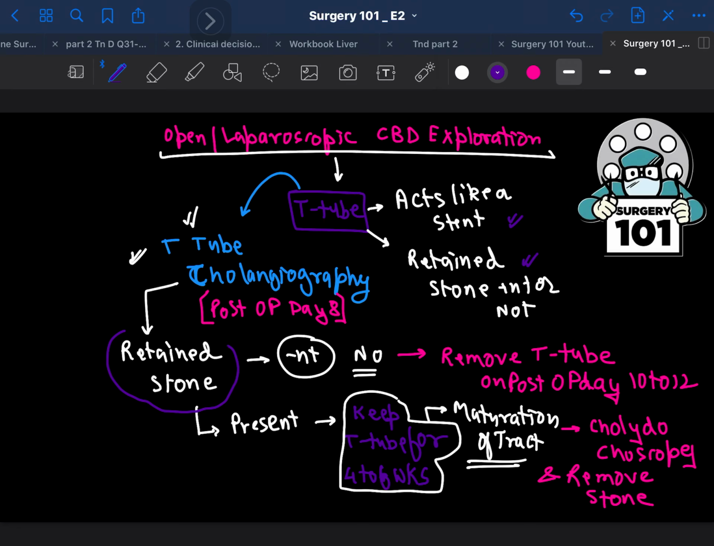You are looking for whether any retained stone is present or not. If the retained stone is absent, you remove the T-tube on post-operative day 10 to 12. But if the retained stone is present, you have to keep the T-tube for 4 to 6 weeks for maturation of the tract. And once this tract matures, later on you can go in for a choledocoscopy and remove the stone.